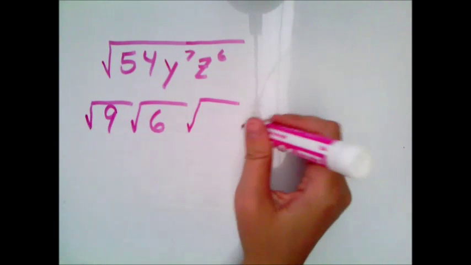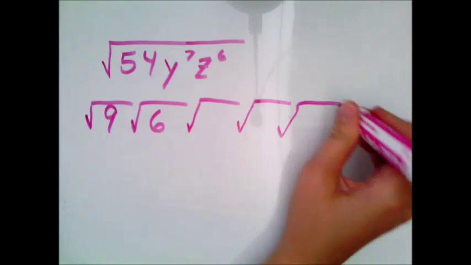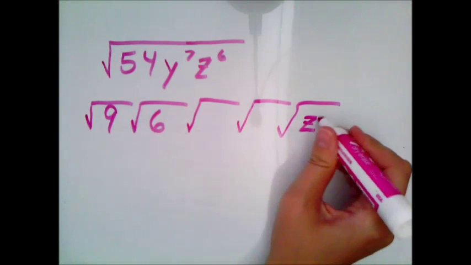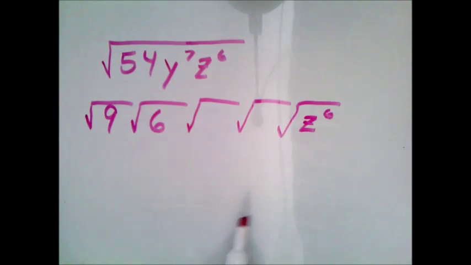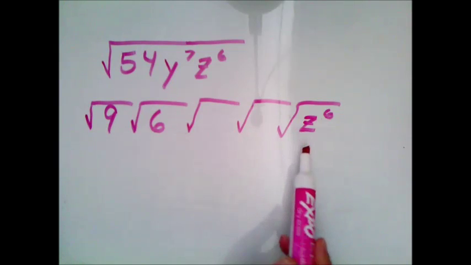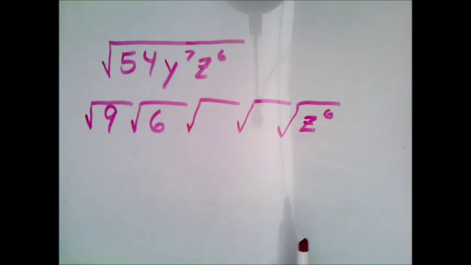All right, for y to the 7th, or for variables, think, well, something like z to the 6th. I can take the square root of z to the 6th. How do I know that? Because it has an even exponent. I'm saying, what can I multiply by itself to give me z to the 6th? Z to the 3rd times z to the 3rd would give me z to the 6th. So as long as you have an even exponent, I can take it.